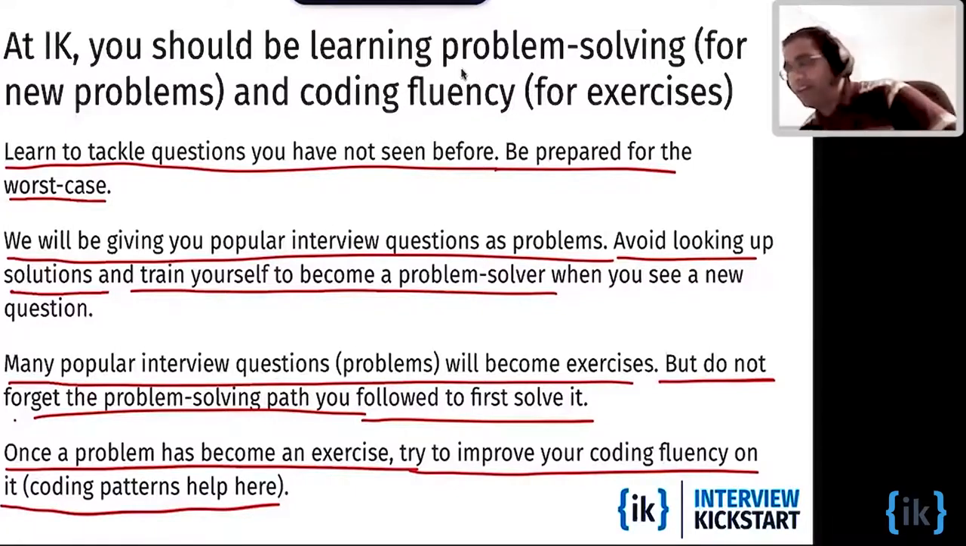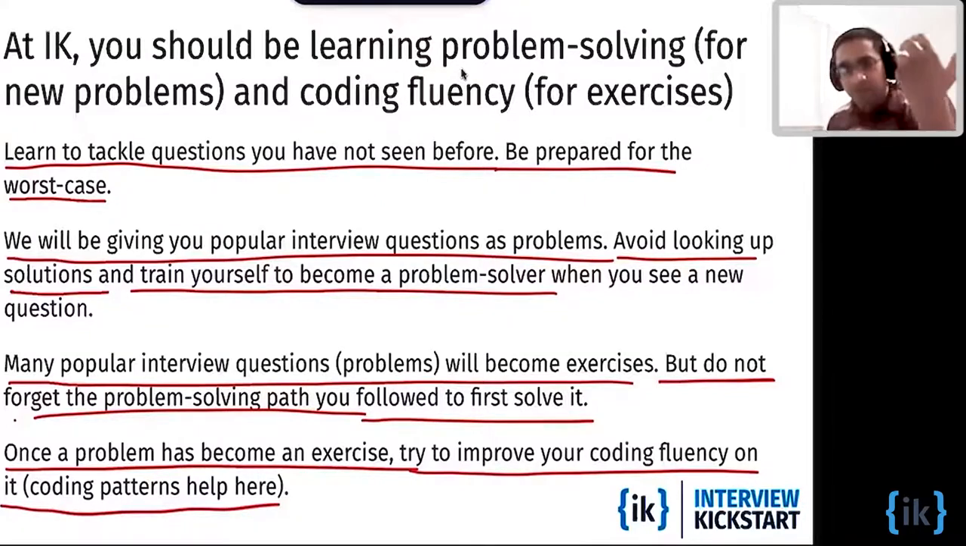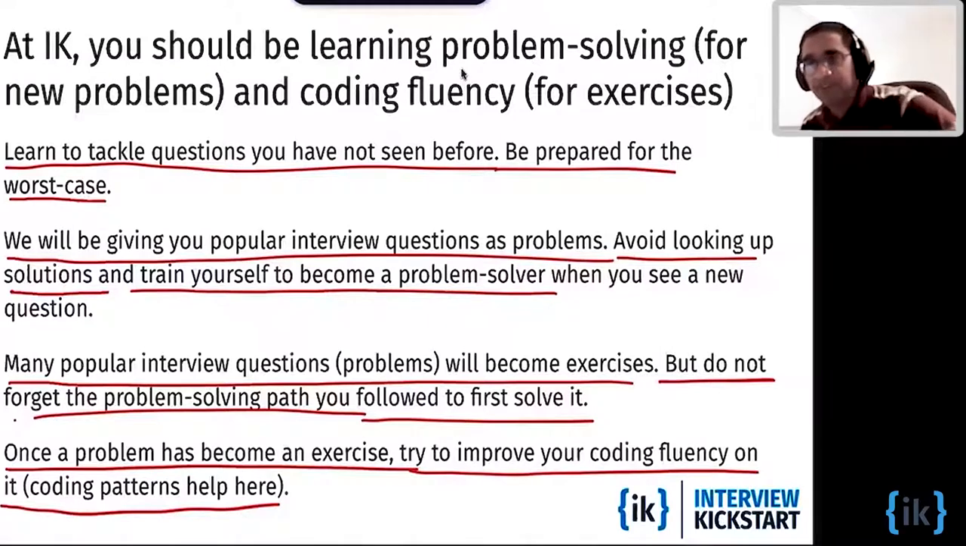So you want to ideally not have to worry about both in an interview. You want to spend your energy on solving the problem. Once you have solved the problem, you want to use one of the coding patterns that you have learned here, so that you're not writing this code from scratch. You know what the structure of the code looks like. It's just a matter of filling in the details.